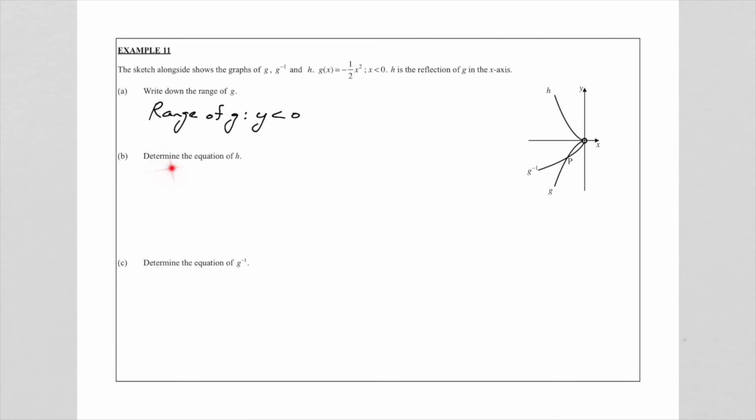In B, they ask us to find the equation of h. Now, to get h, we need to go back to our given information where they told us something about h. And they said that h is the reflection of g in the x-axis. So for g, because that function was given to us, y is equal to minus a half x squared. And remember, x is less than naught, and y is also less than naught. That's what we said in the A part. So now for h, remember, the reflection in the x-axis means y becomes negative y. So this y will become negative y equal to minus a half x squared.